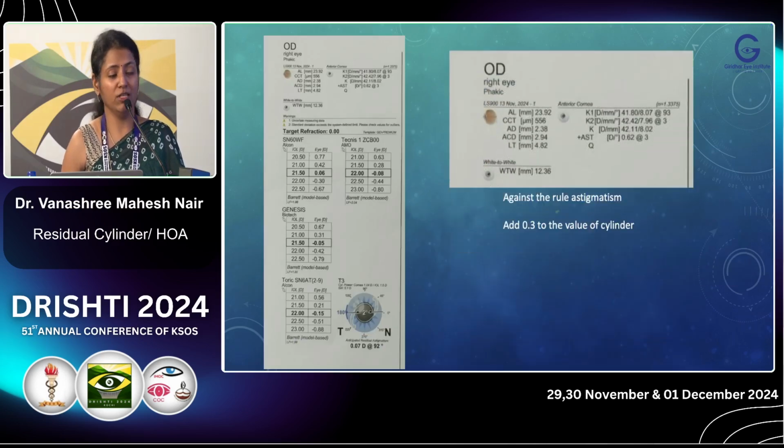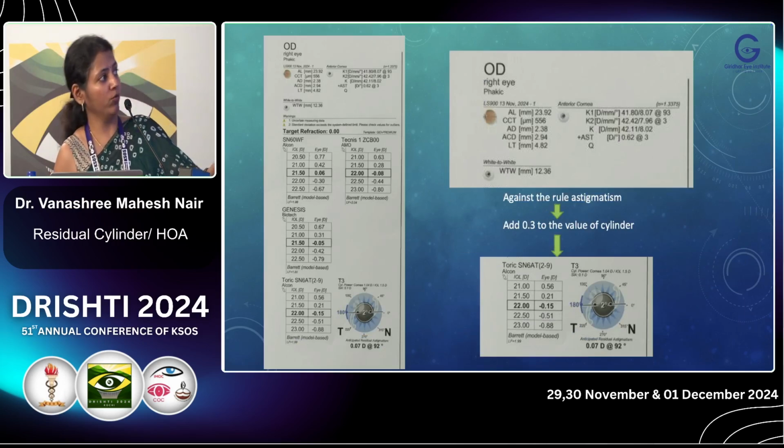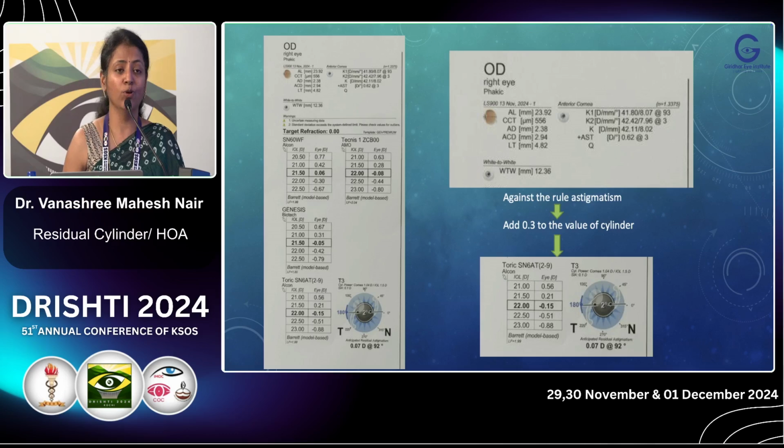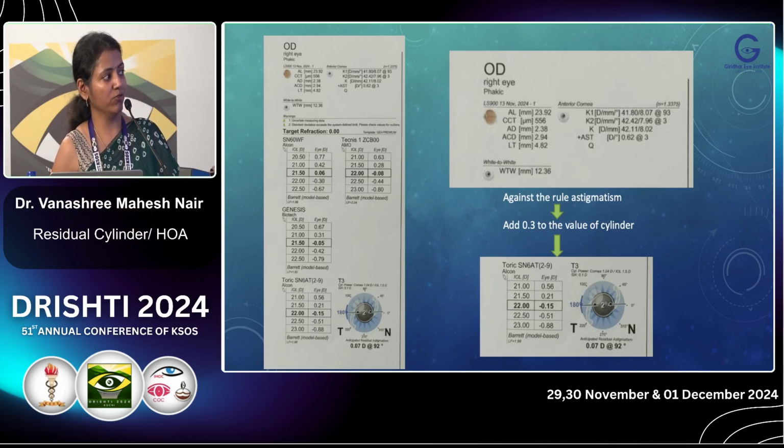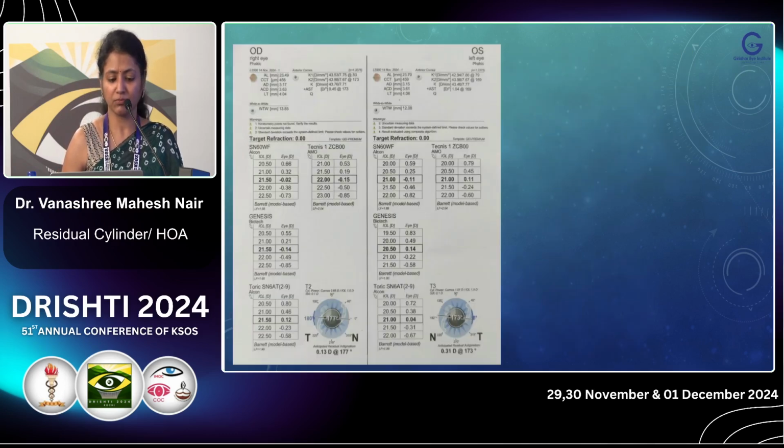But here in this patient, the astigmatism which is showing is hardly 0.62. But remember, it is against the rule astigmatism, so it is at 3 degrees. So 0.62 is not the real astigmatism. We need to add 0.3 to the value of the cylinder, and actually the cylinder value for the patient is 1 diopter. That's why the printout is telling us to use a T3 toric IOL, which becomes significant for the patient.